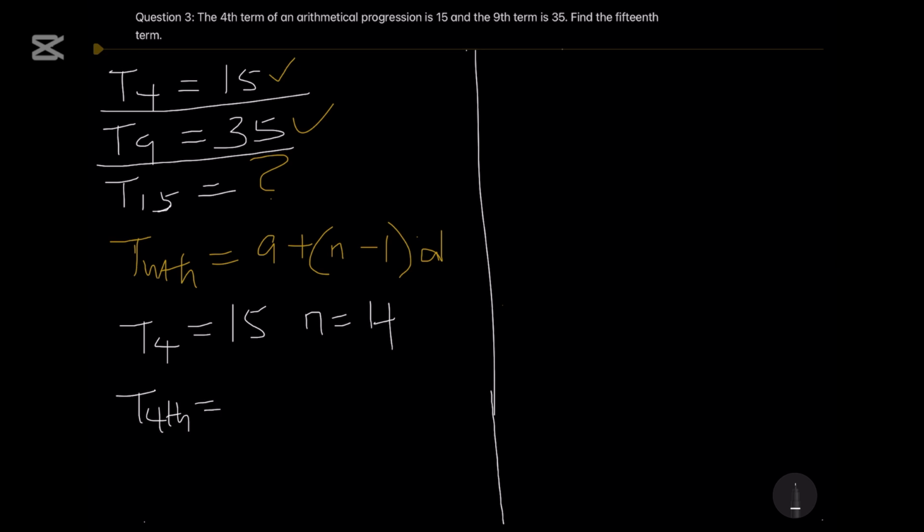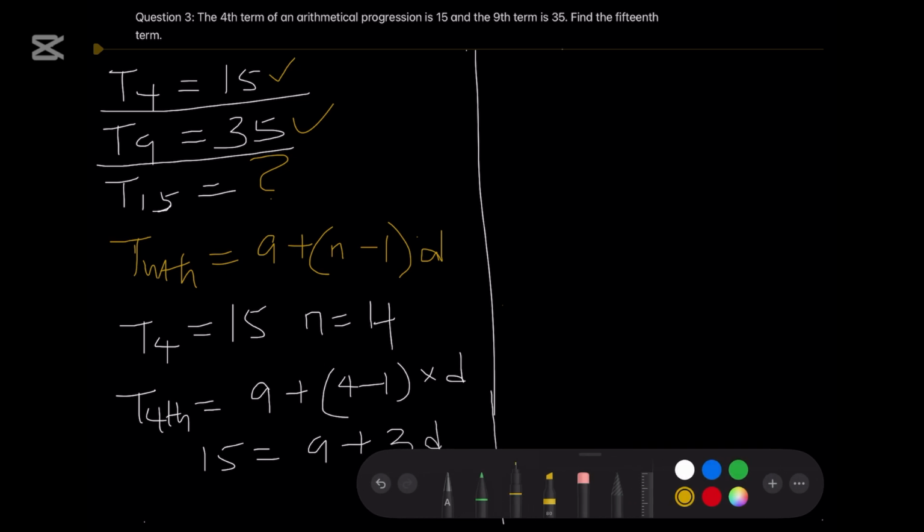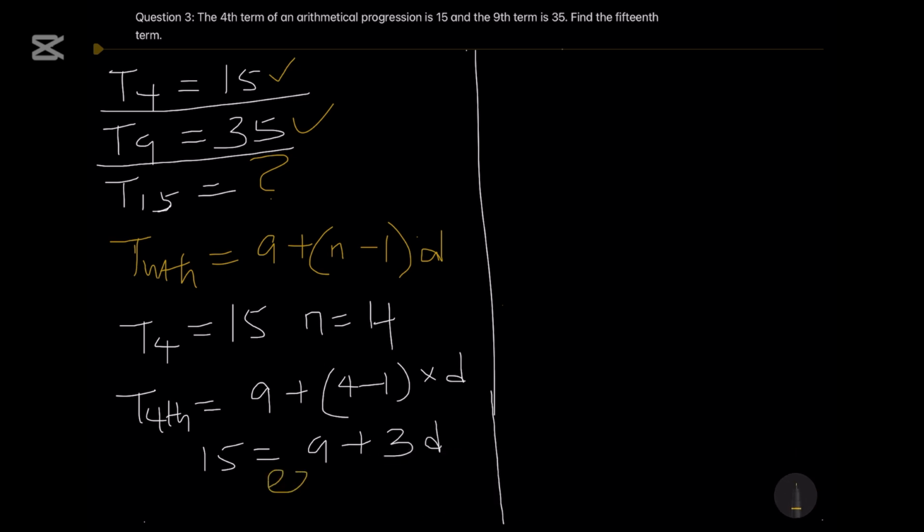So the formula for the fourth term will be: the fourth term is equal to A plus (4 minus 1) multiplied by D. So don't forget our fourth term is 15, so we have 15 is equal to A plus 3D. So this is the fourth term, and we label this as equation 1. So we got this equation from the first statement.